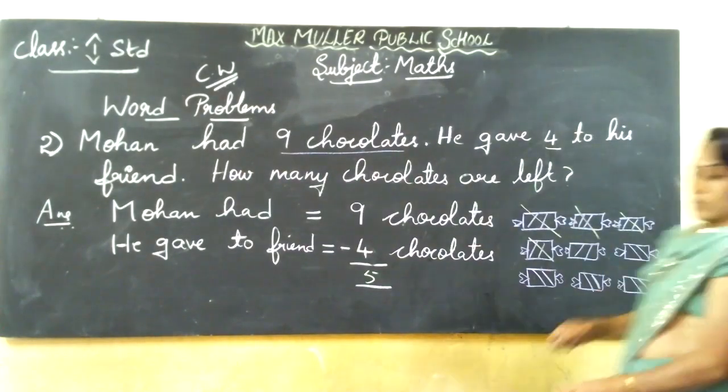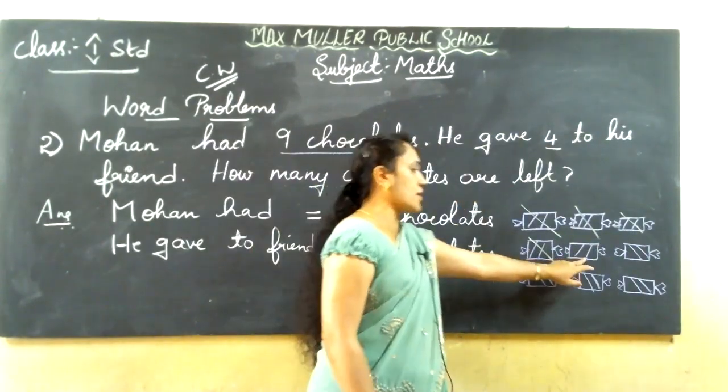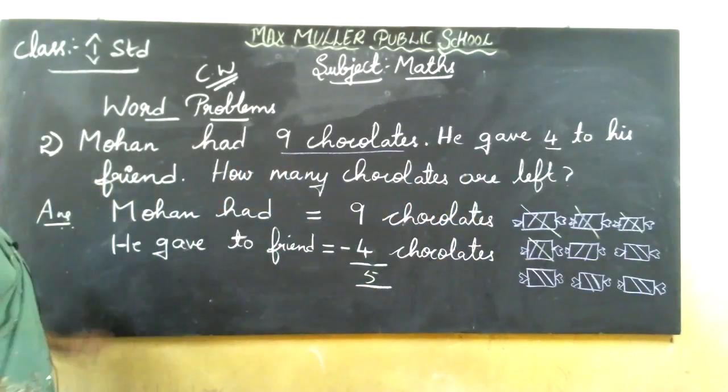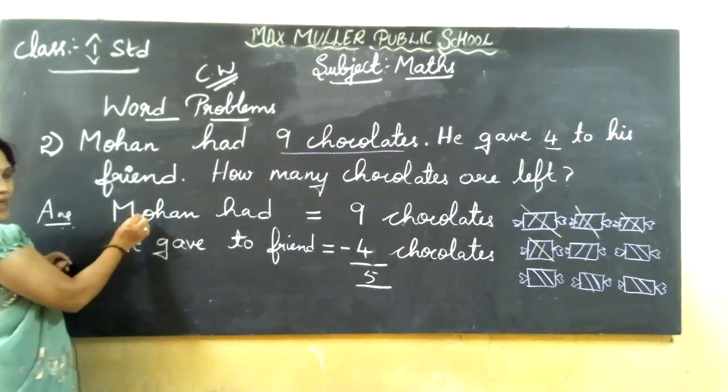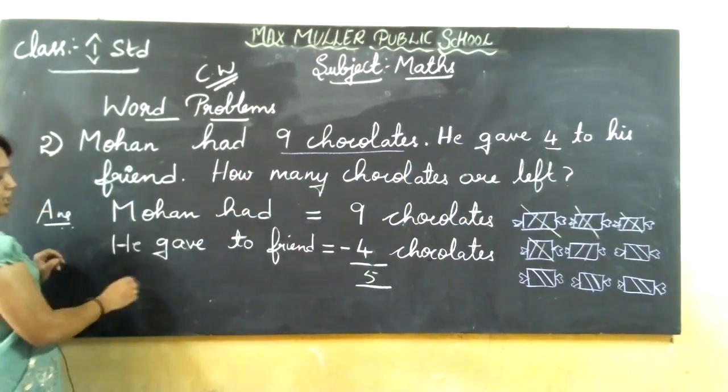Yes. Mohan had 9 chocolates. In that, 4 he will give to his friend. How many balance is there? 5. See, 1, 2, 3, 4, 5 balance. You should write here, third line, number of chocolates left. Answer, you should write first line, Mohan had 9 chocolates. Second line, just don't mix up all in one line only.